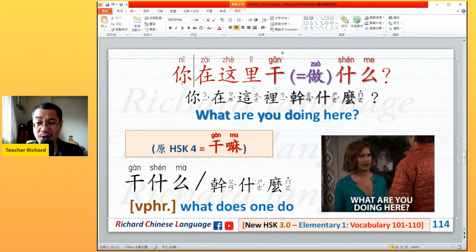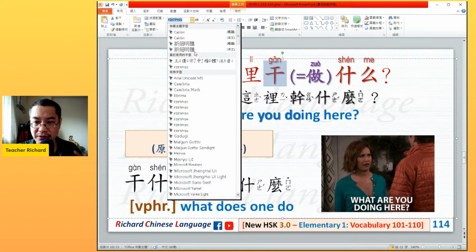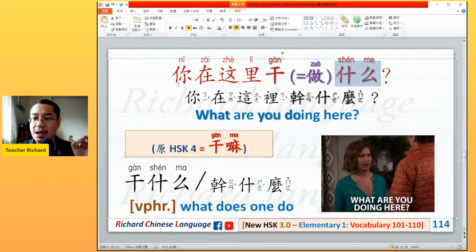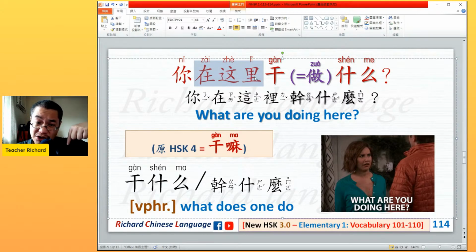Okay. So the example sentence: 你在这里干什么? 干 should be fourth tone. Okay, 你 means you, 在这里 where 在 means like in, so it's like in here. Okay, in Chinese we will say in here. 干 means do, 做. Okay, so 干什么 means what are you doing now? What are you doing? Okay, 你在这里干什么?